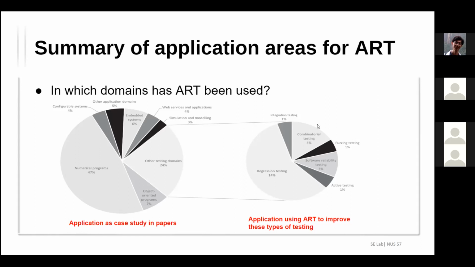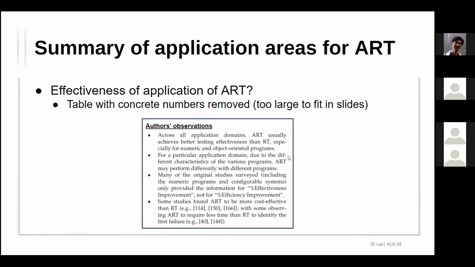It's also used in other testing domains, as an improvement for these types of testing. The idea in these papers is they say, we want to use ART as an approach to improve our regression testing, our combinatorial testing, and so on. So these are the types of testing that we use as well. Okay, let's keep going. Finally, effectiveness of application of ART. There's a very large table in the paper. I have not put it in because it's simply too large. Let's keep going, skip this one.